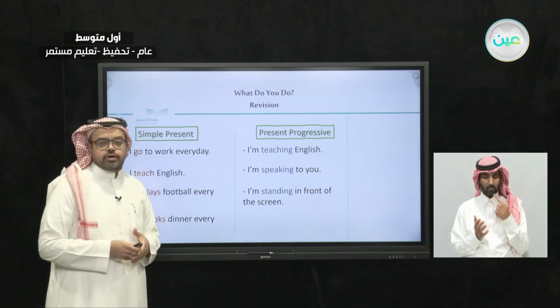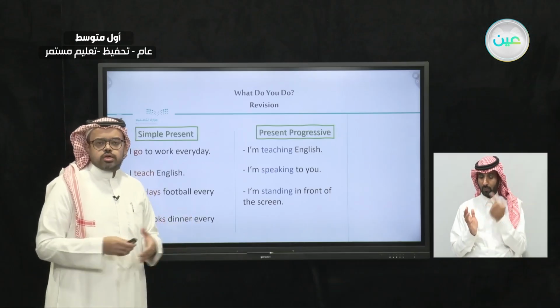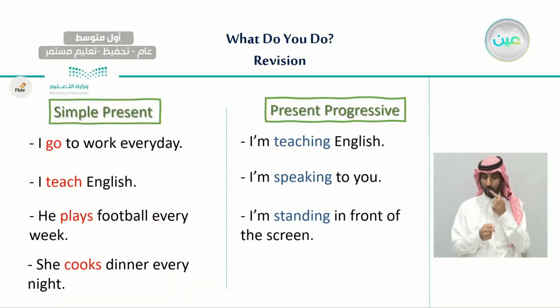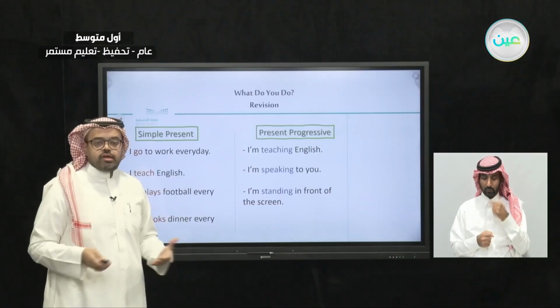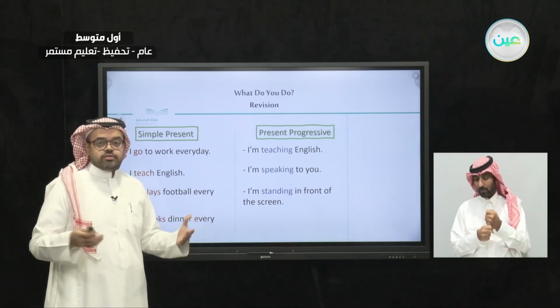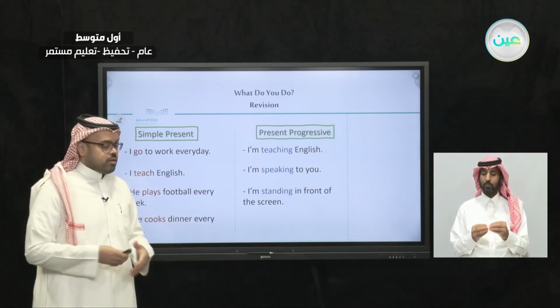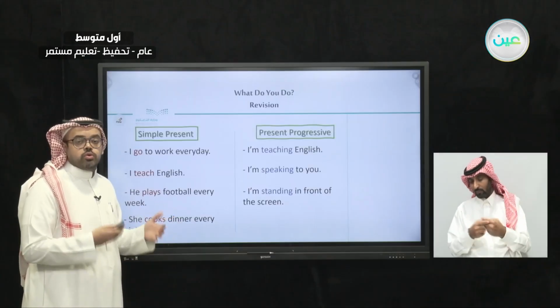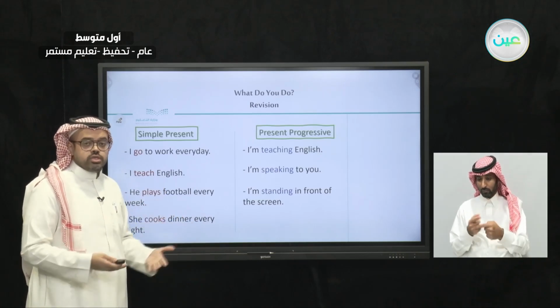Last lesson, we had a grammar lesson and we introduced the differences between the simple present tense and the present progressive tense. We said that when we talk about the simple present tense, we talk about routines, the daily activities, the things that we do every day. For example, I go to work every day. I teach English. My brother plays football every week. And my mother cooks dinner every night. So these are activities that we do every day. These are part of our routine.